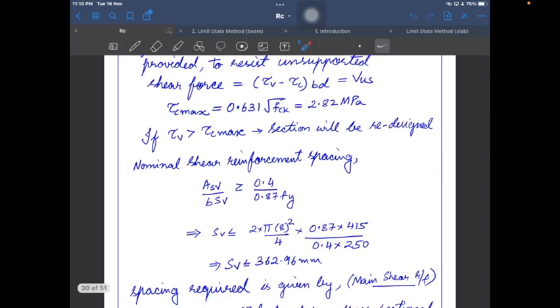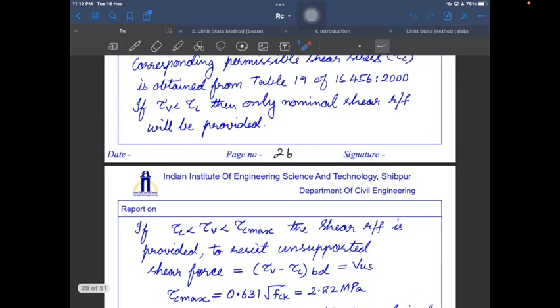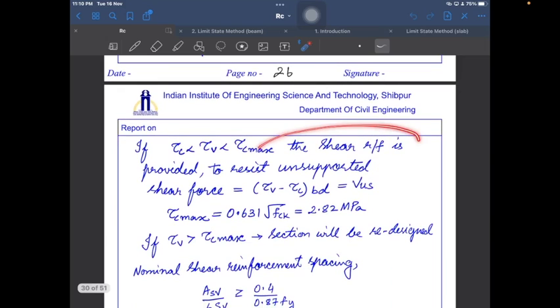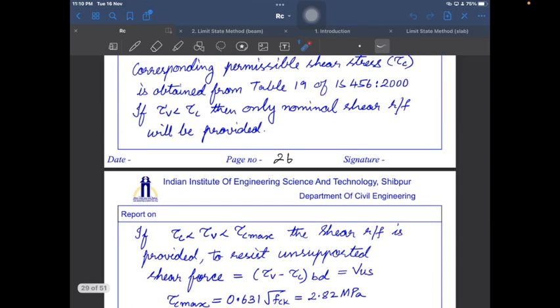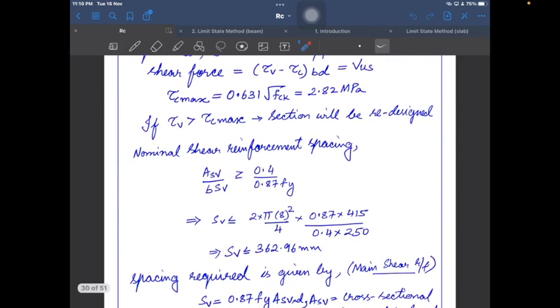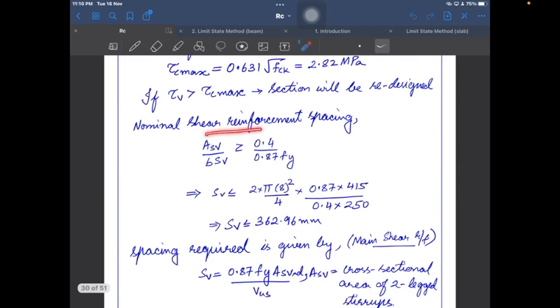So just hope that your tau V won't be more than this. If it is more than tau C, you can design your shear reinforcement, and if you get it less than tau C, then you just give nominal shear reinforcement. So now, calculating the nominal shear reinforcement spacing. This formula is given in the code.